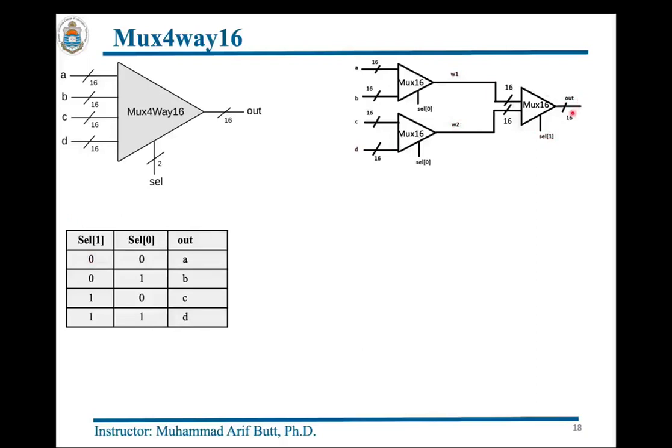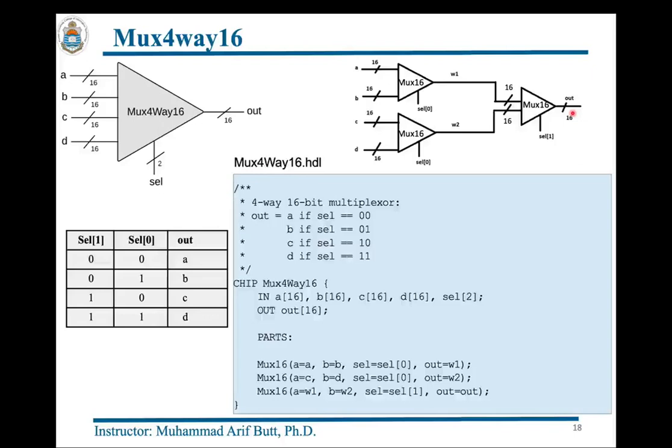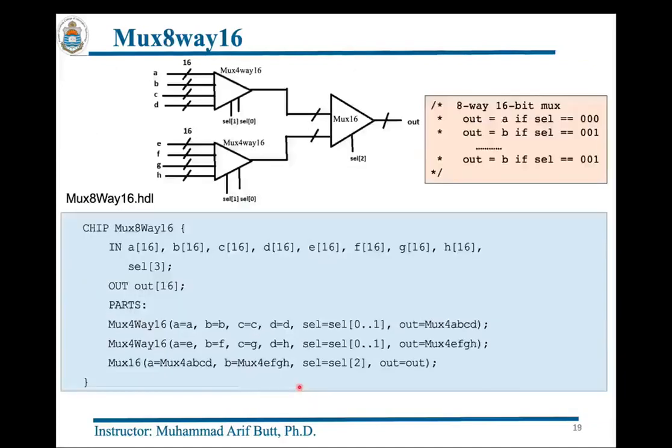I think it is quite simple now because we have come up to this step by step. And if the MUX 4-way and the MUX 16 are clear to you, MUX 4-way 16 is also clear to you. So this is a code in which you can see we have A, B, C, D, four 16-bit numbers, and we have two selection lines, and I'm using the MUX 16 chips. Okay, so fine. If you think that you need a MUX 8-way 16, you can always use MUX 4-way 16 instead of MUX 16. This is also, I think, self-explanatory.